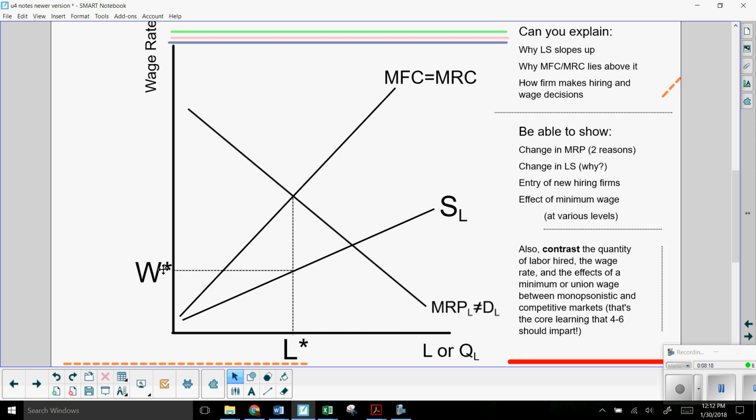Well, it'll depend a little bit on what wage we set. So first, let's think about taking that minimum wage. If we were going to put a minimum wage anywhere down here below W star, that's like telling the firm, hey, you can't pay less than that blue-gray line there. Well, they're already paying more than that. So that won't be an effective minimum wage. It won't go into effect.